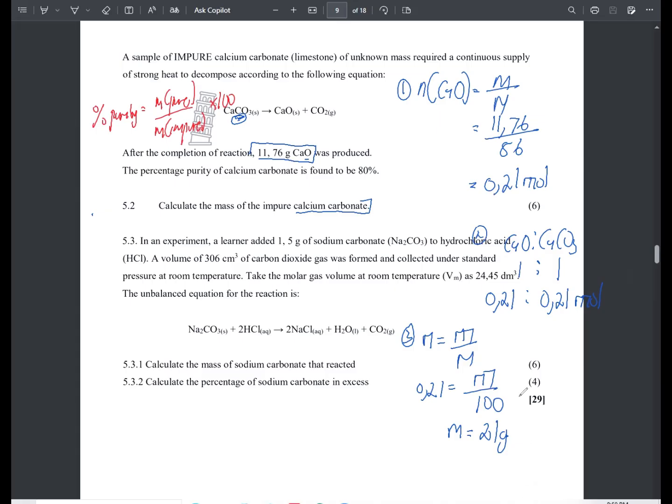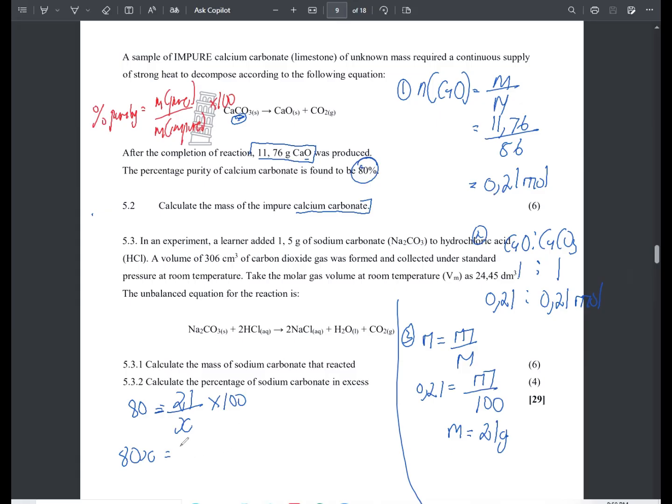They said the percentage purity of the calcium carbonate is 80%. Now let's come to this formula now. This is the real deal. Percentage purity is equals to the mass of the pure, which is 21. Now we don't know the mass of the impure. Let's say it's x, and then multiply that by 100. But then the percentage purity is what? 80%. So we're just going to write 80 here. And then we just cross multiply here. That is 80x is equals to 21 multiplied by 100.